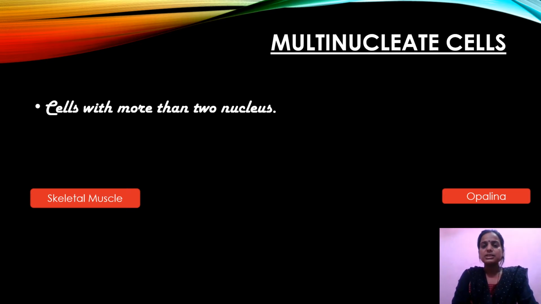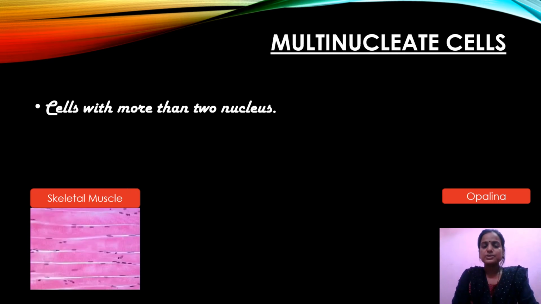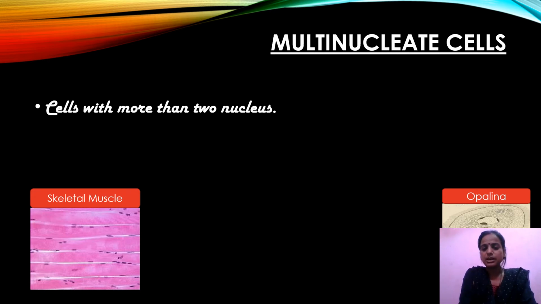Next we'll be talking about multinucleate cells. These cells have more than two nuclei. The best example is skeletal muscle cells, and then next we have Opalina. You can see in the diagram that skeletal muscle cells and Opalina have more than two nuclei in a cell.